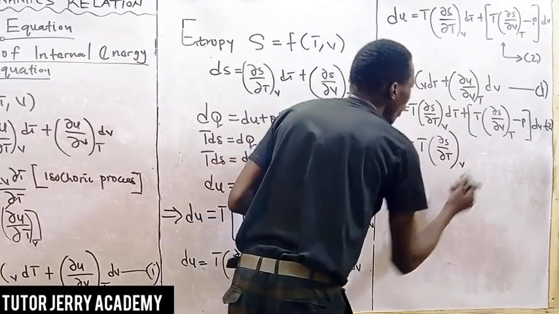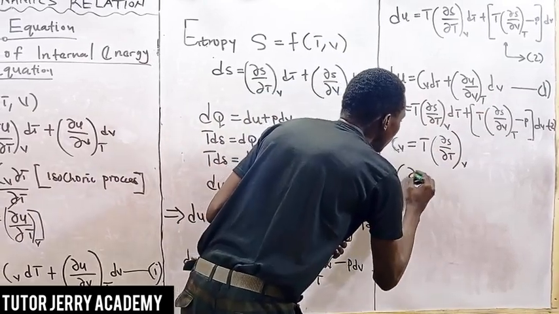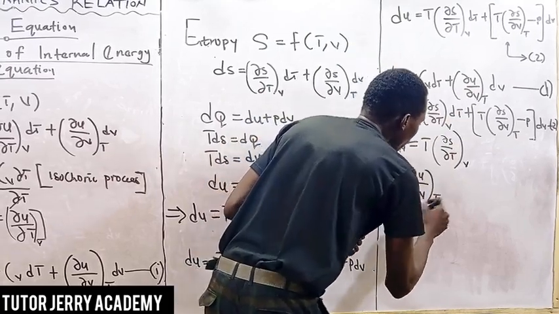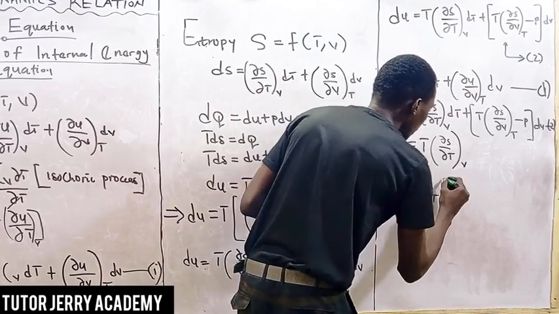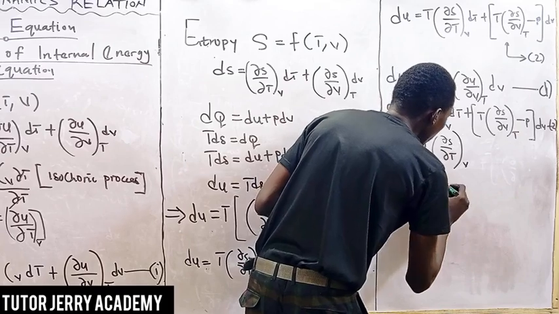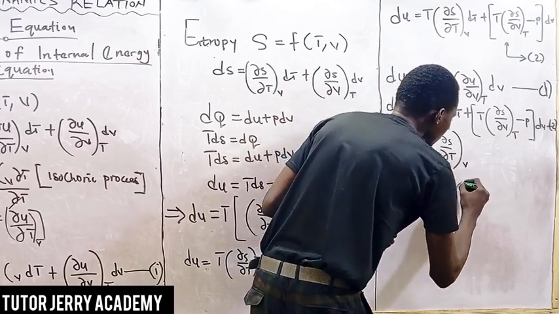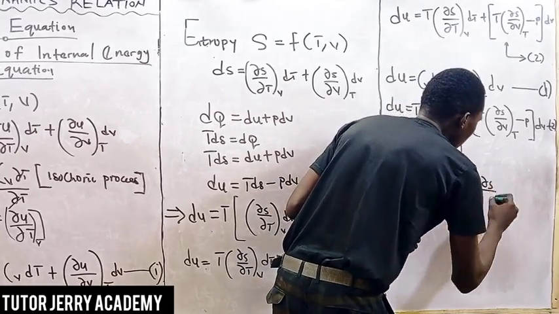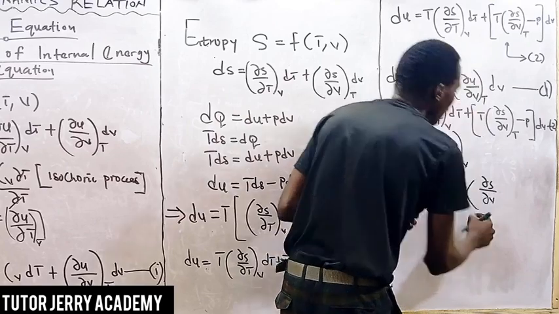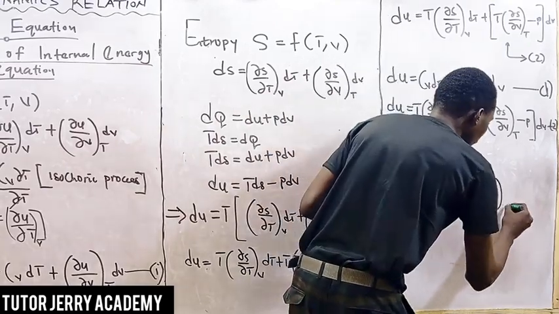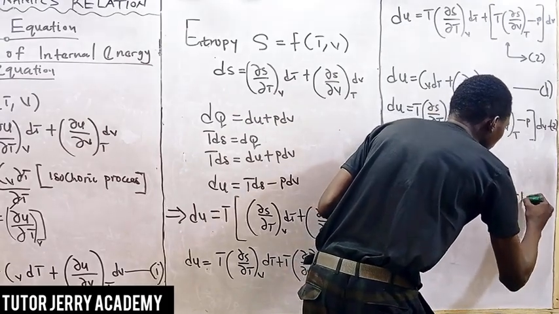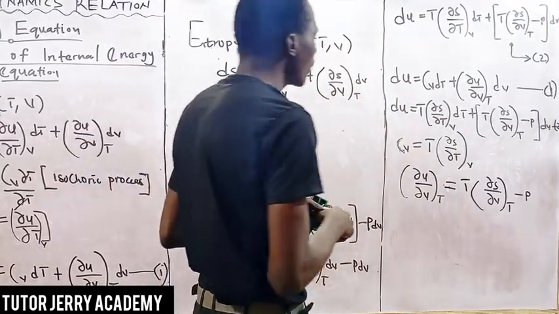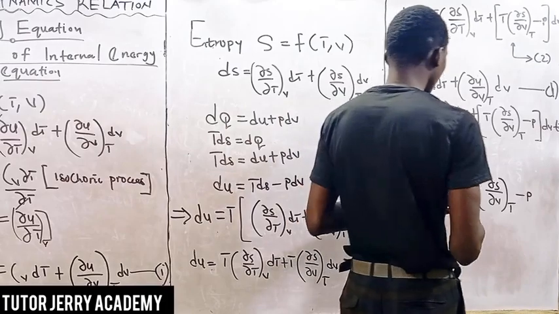Also, for this, we are going to be having the partial derivative of u over the partial derivative of v, keeping t constant, will be equal to t into the partial derivative of s over the partial derivative of v, keeping t constant, minus p. So this is what we have. So now we are going to be comparing these equations with the Maxwell equations.